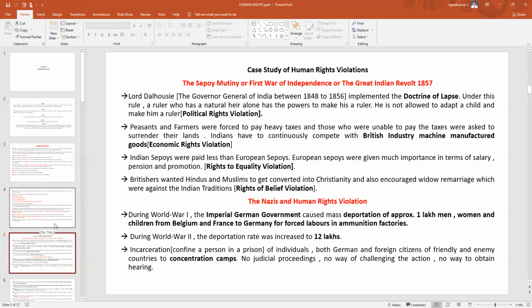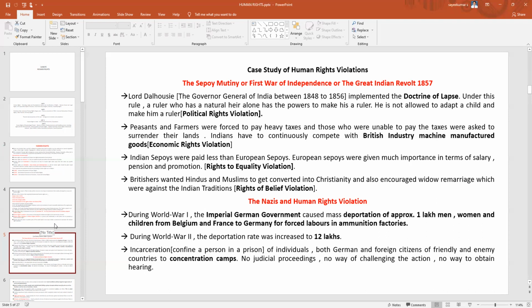If a woman became a widow, she had to get into a fire and burn herself, because that was the only thing. Such a cruel thing was being followed. So this is one of the major case studies of human rights violations. And another one: the Nazis and human rights violations during the World Wars. The Imperial German government caused mass deportation.